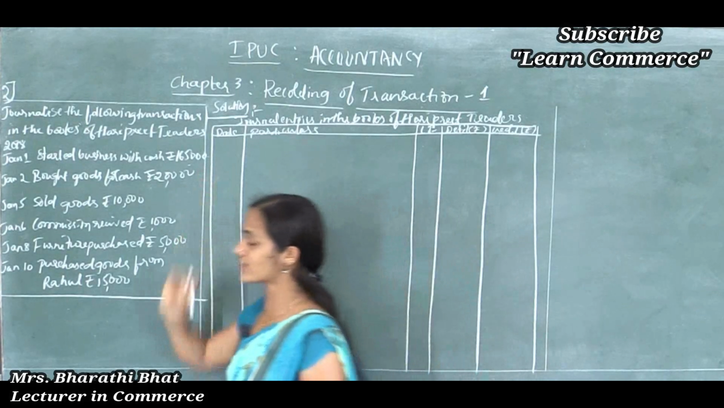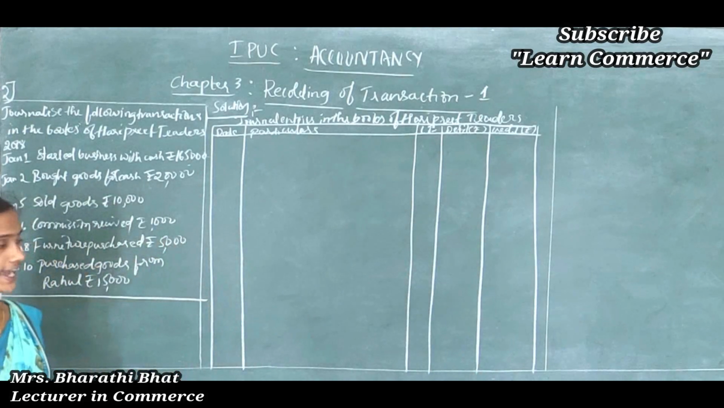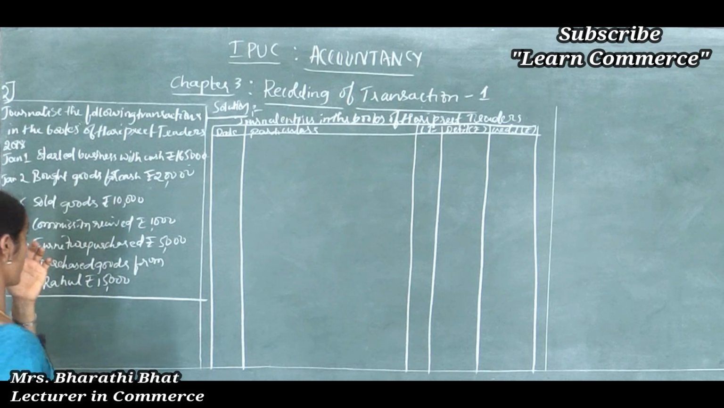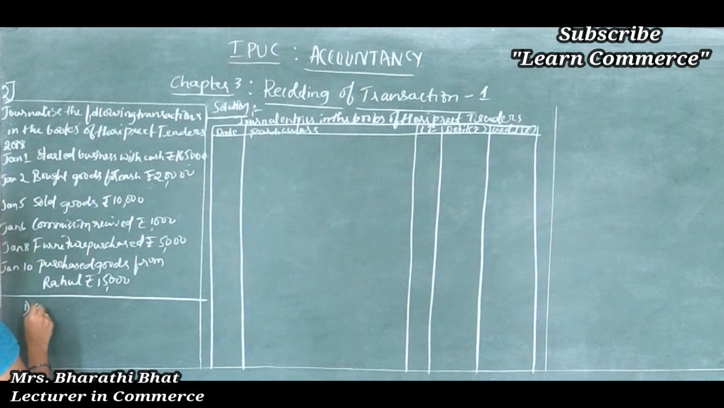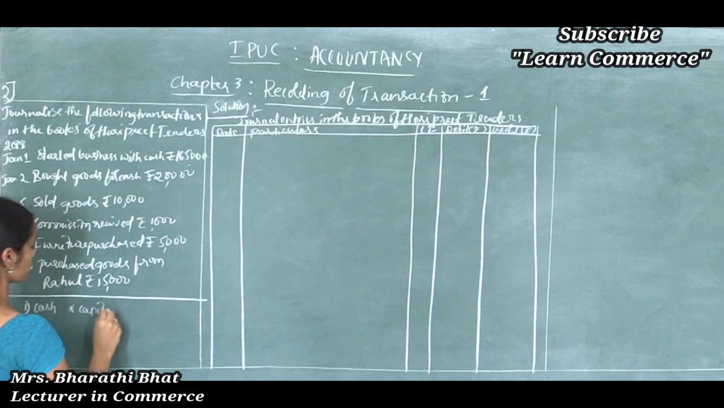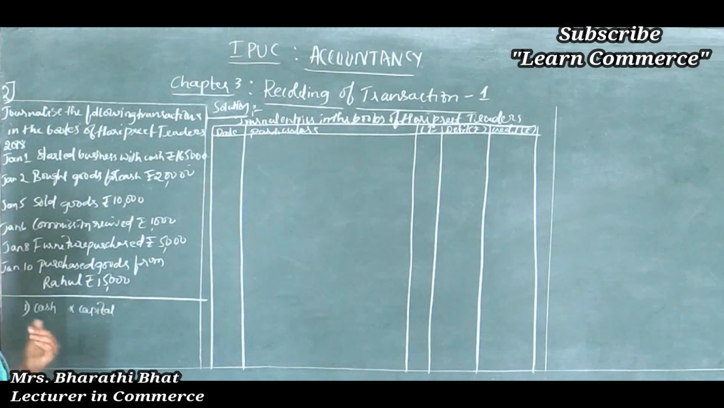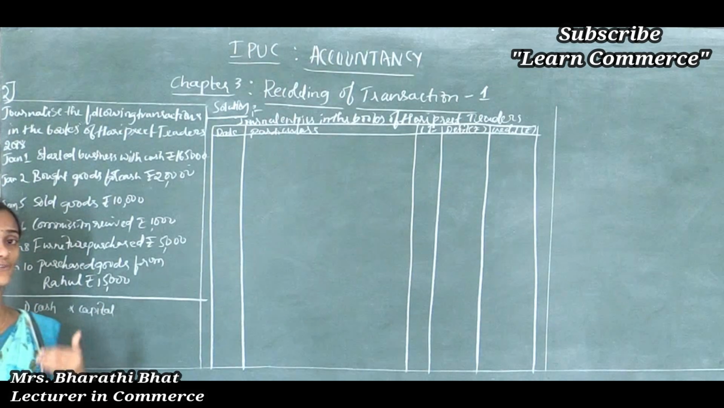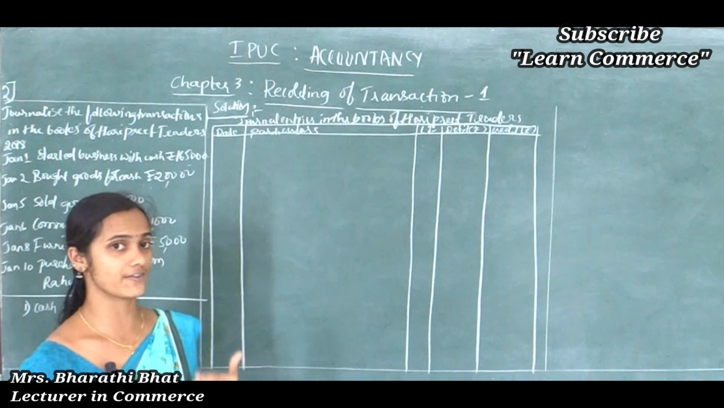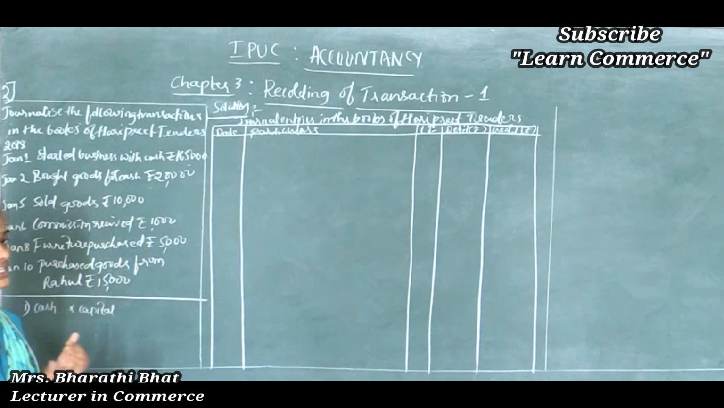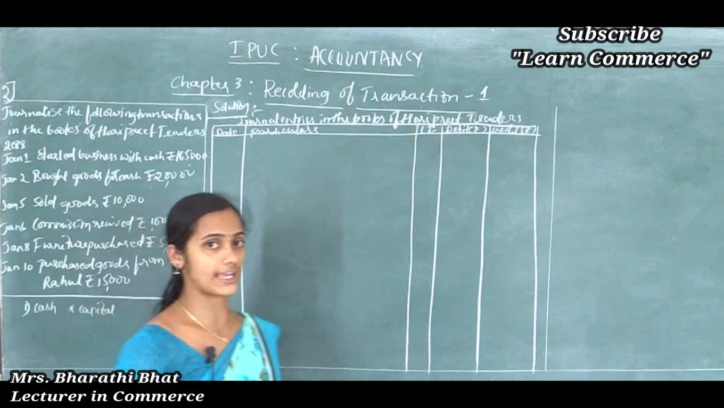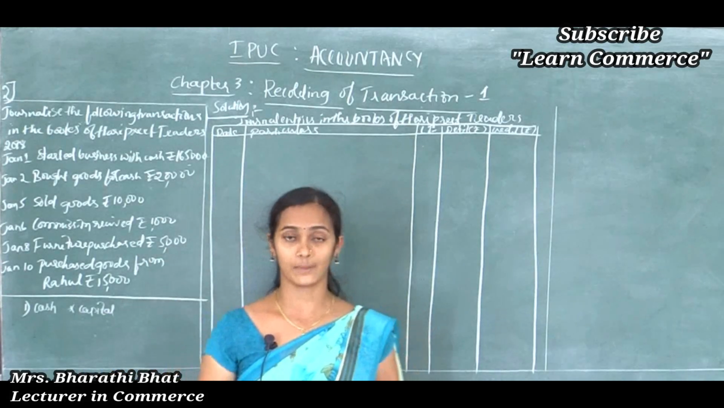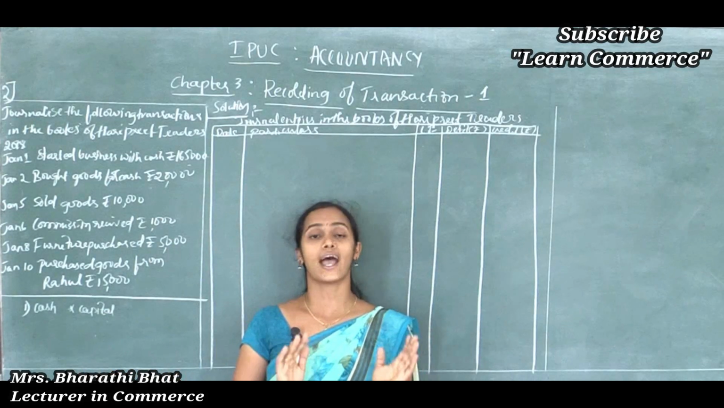So let's see the first one, started business with cash. What are the two accounts involved in this? Yes, correct. One is cash, another one is capital. Next, we should classify the accounts. Classification of accounts means what? Cash comes under asset or liability or expense, like that. So cash comes under asset.